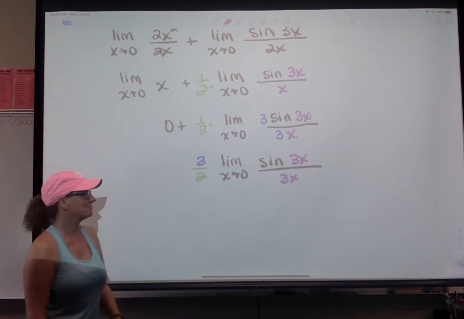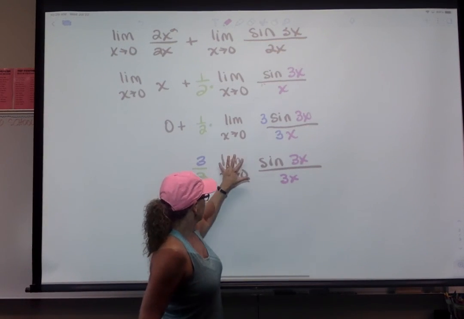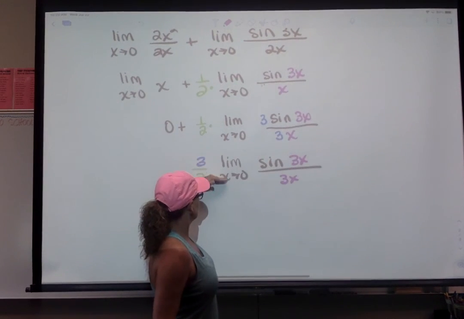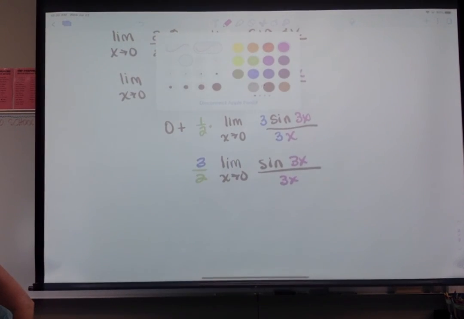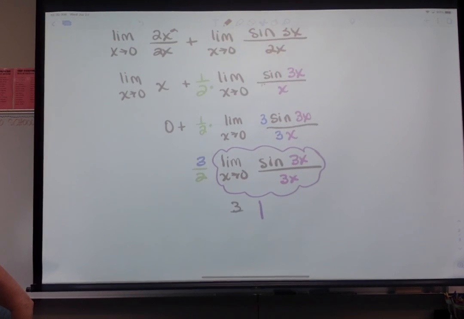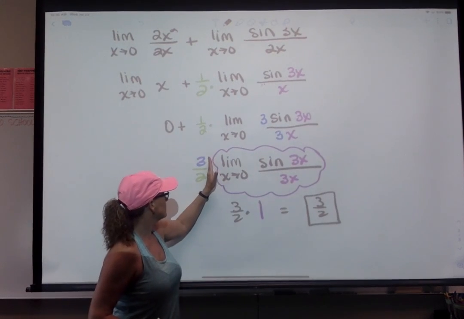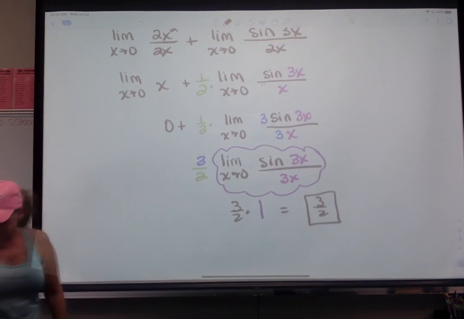Now they match. And it's a limit as x approaches 0. Sine of, these are the same, so the answer to this part right here is 1. Okay, so I have 3 halves. The answer to this is 1. Multiplication, it's coefficient. The answer to my limit is 3 halves.